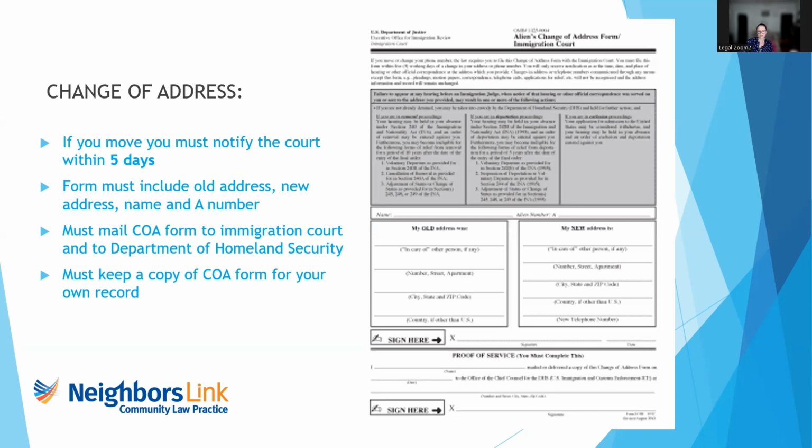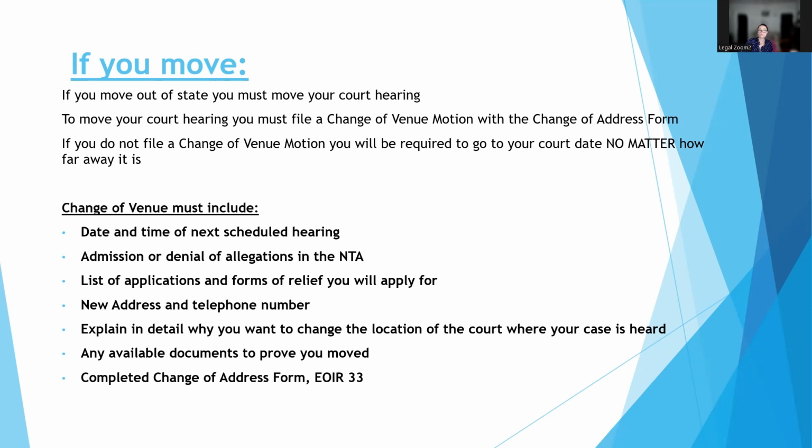It contains your old address as well as your new address, your signature and the date, as well as a proof of service to demonstrate that you also filed the form with the Department of Homeland Security. You must mail this form to the Immigration Court and to the Department of Homeland Security, as well as keeping a copy for yourself. This is extremely important because if you get any important information or correspondence from the court and you have moved, you will not receive it unless you provide the court with this form. If you move out of state, this will require a motion.